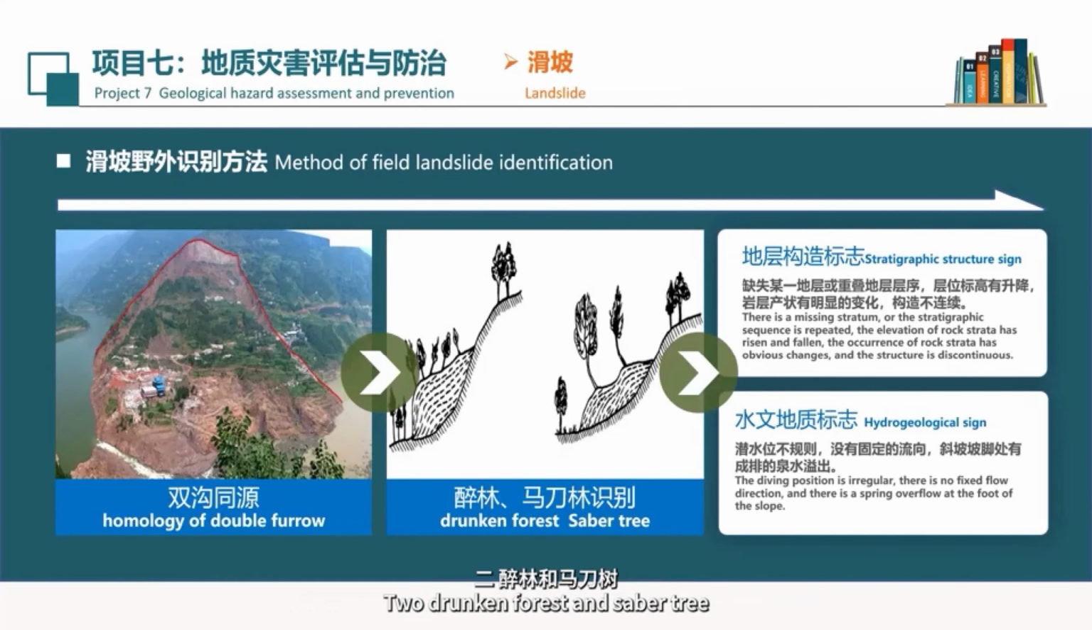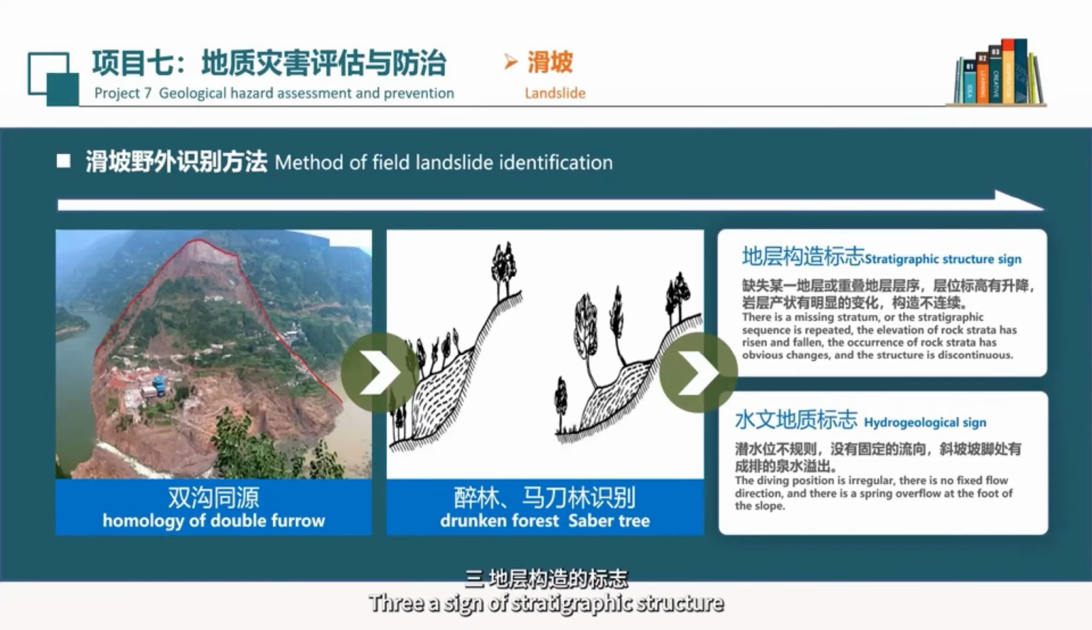2. Drunken forest and saber tree. When the soil on the slope slides down, the trees on the surface are twisted and bent, like a drunk, or look like a saber. A tree of this shape is a sign of a landslide.